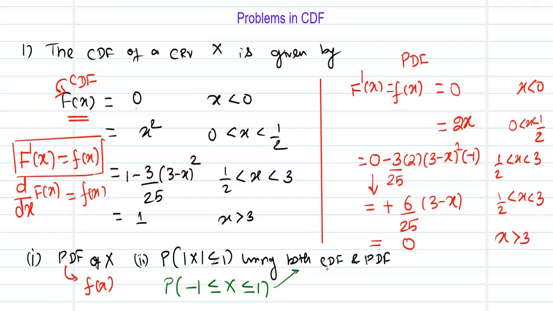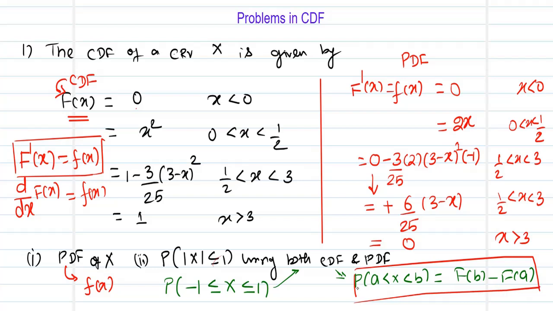Now quickly we will recollect one more property which we have seen for the CDF, which says that for a continuous case, probability of a less than x less than b equals F of b minus F of a. That is, the extreme value minus the interim value. So when I apply this to compute using the CDF, this is going to be F of 1 minus F of minus 1, where a is minus 1 and b is 1.